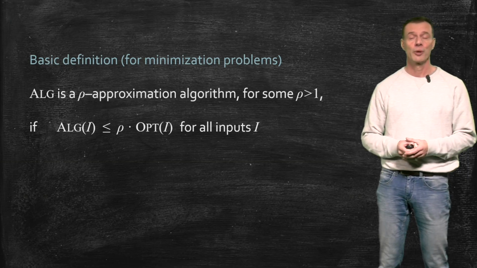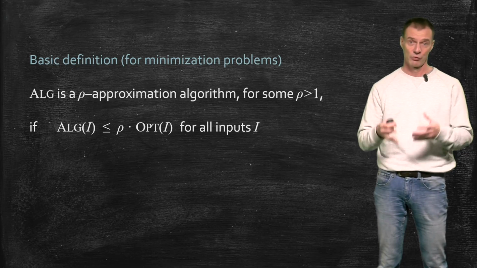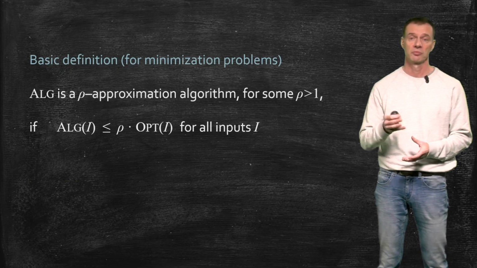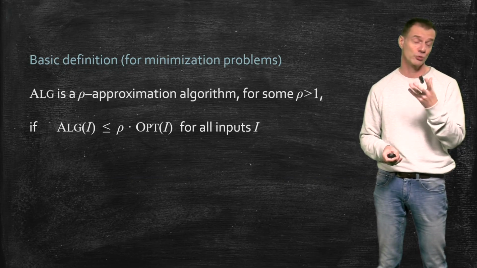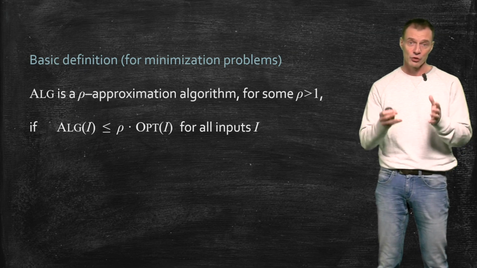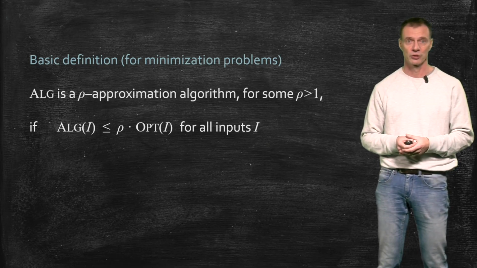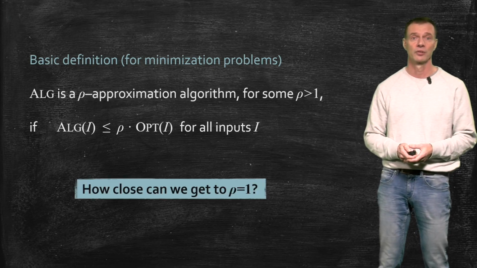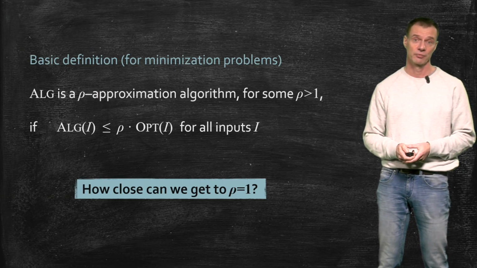So, I hope you remember the basic definition of a rho approximation algorithm. It's an algorithm that, for any possible problem instance I, computes a solution which, for minimization problems, is at most rho times the value of an optimal solution. Obviously, the closer rho is to 1, the closer we get to the optimal solution. Right, so we would really like to get something very close to rho equals 1. So the main question is, how close to 1 can we actually get?